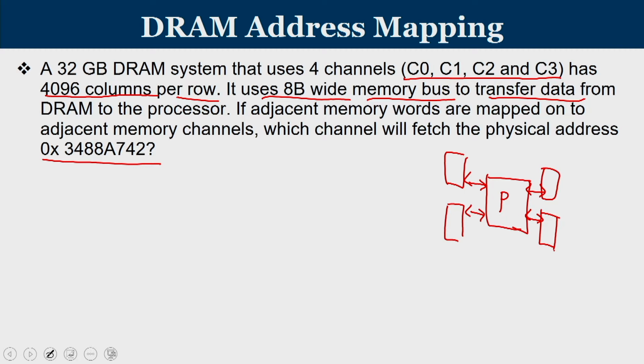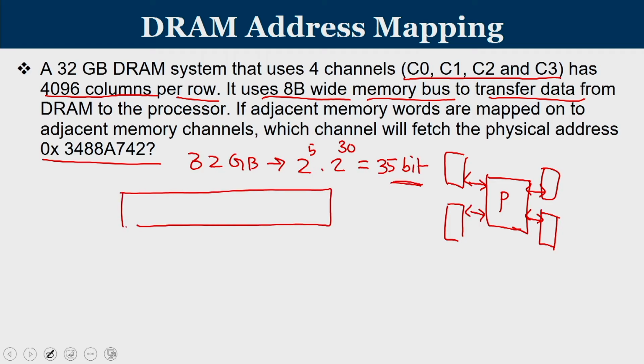So, in this 32 GB DRAM, 32 GB corresponds to 2 power 5, that is 32, into giga, which stands for 2 power 30. So, we have a 35 bit address. Now, this 35 bit address, it is telling there are 4 channels. So, 2 bits somewhere in the address will tell you which channel this particular address is mapped to.